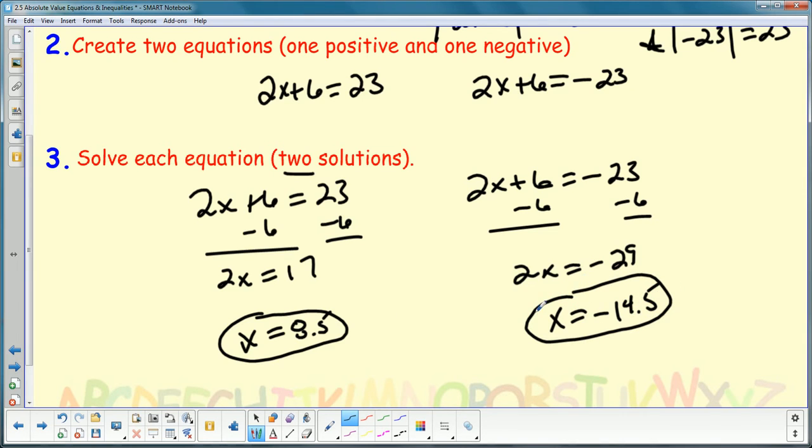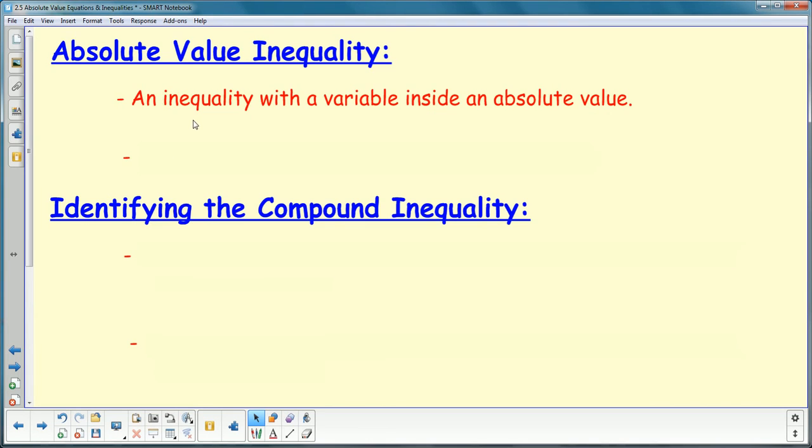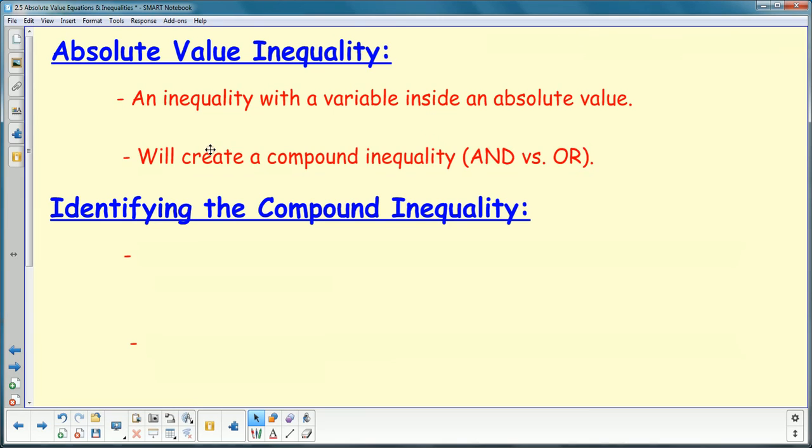So you notice they're not even really related. The only reason they're related is because we have a positive and a negative 23. You need to remember to separate them into positive and negative 23s, then solve each equation independently. Okay, so after we talked about an absolute value equation, we've also talked about inequalities this chapter. So an absolute value inequality is the same idea, it's just that now we have an inequality with a variable inside the absolute value.